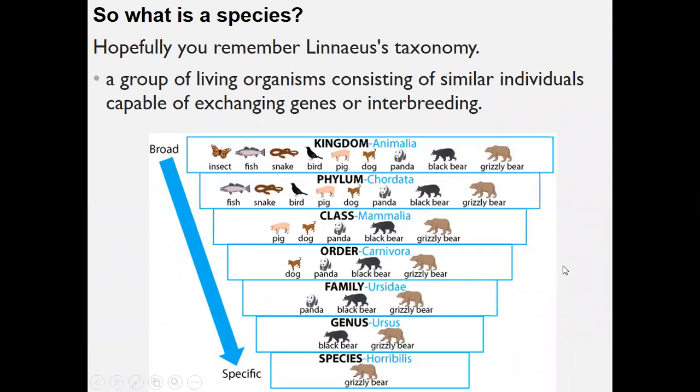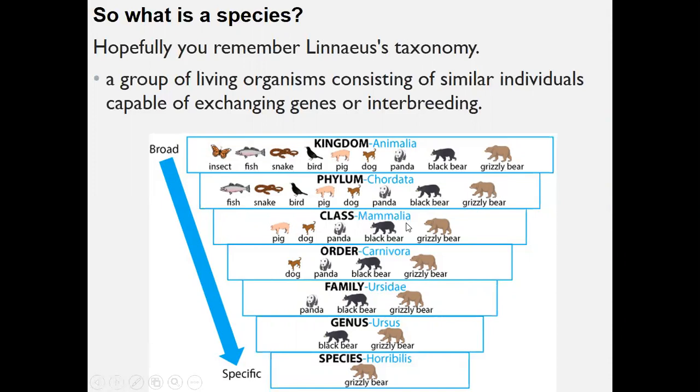So hopefully you remember a little bit about Linnaeus' taxonomy, so you'll know a bit about what a species is. We start up here at kingdom. In the kingdom Animalia, we have animals. Those can be insects or fish, or pandas or bears. Then we come down here. Now we have the phylum Chordata. All of a sudden, anything without a backbone is off the island.